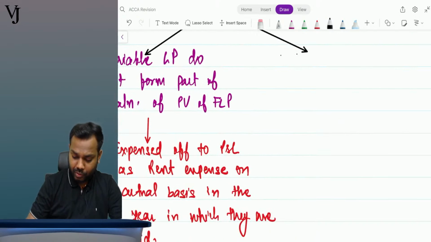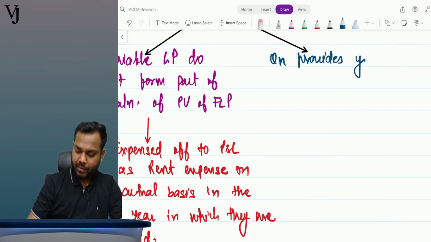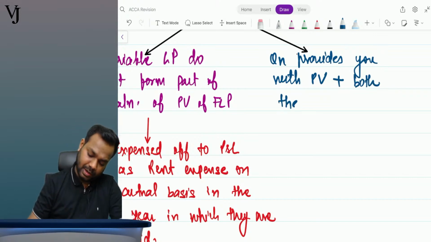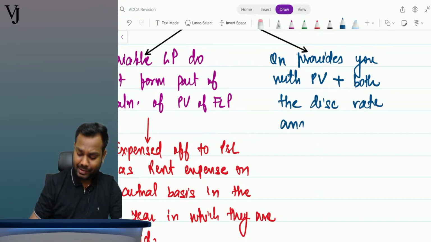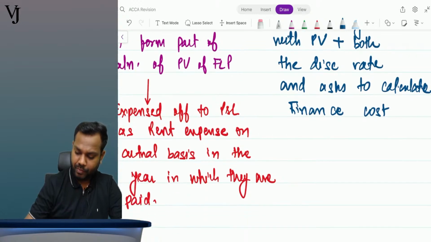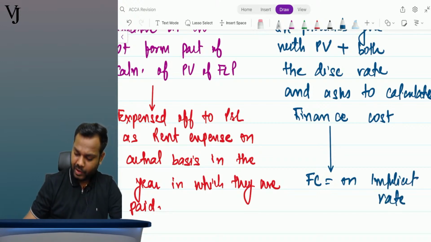The second part is, if the question provides you with the present value, plus both the incremental borrowing rate of the lessee and the implicit rate, and asks you to calculate finance cost, then you should know that you will calculate finance cost on the implicit rate if both the rates are given.